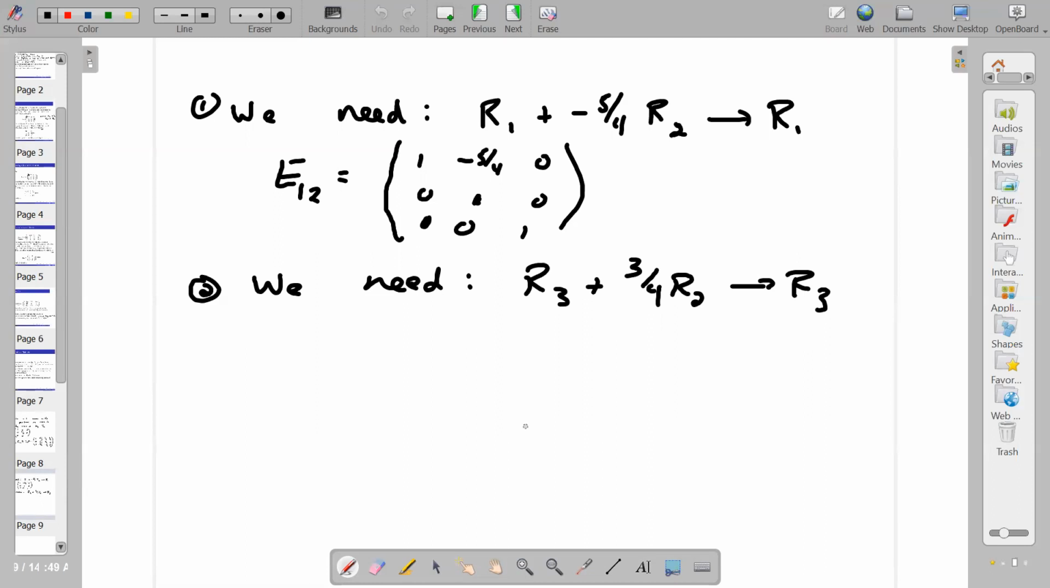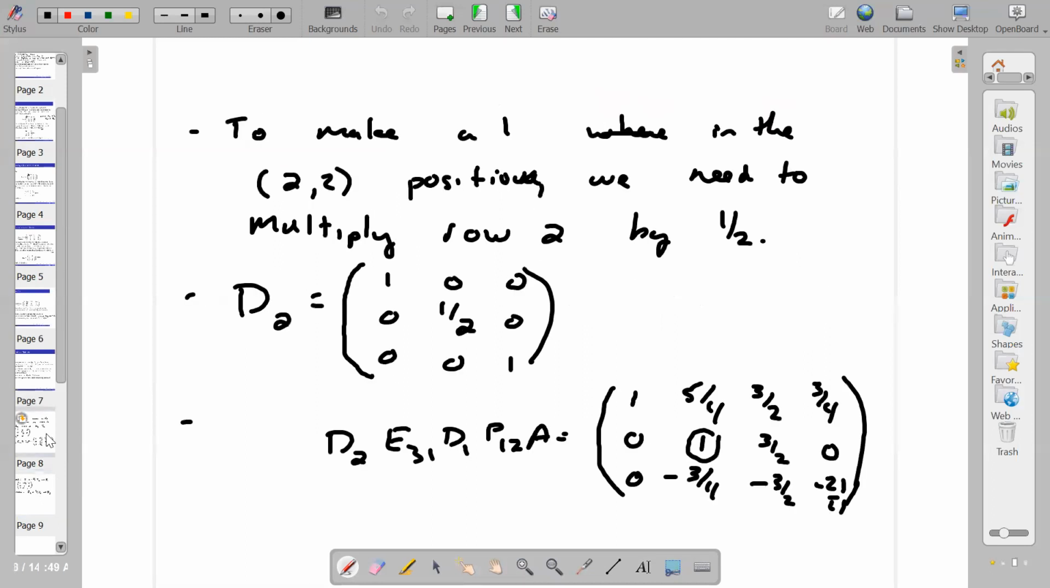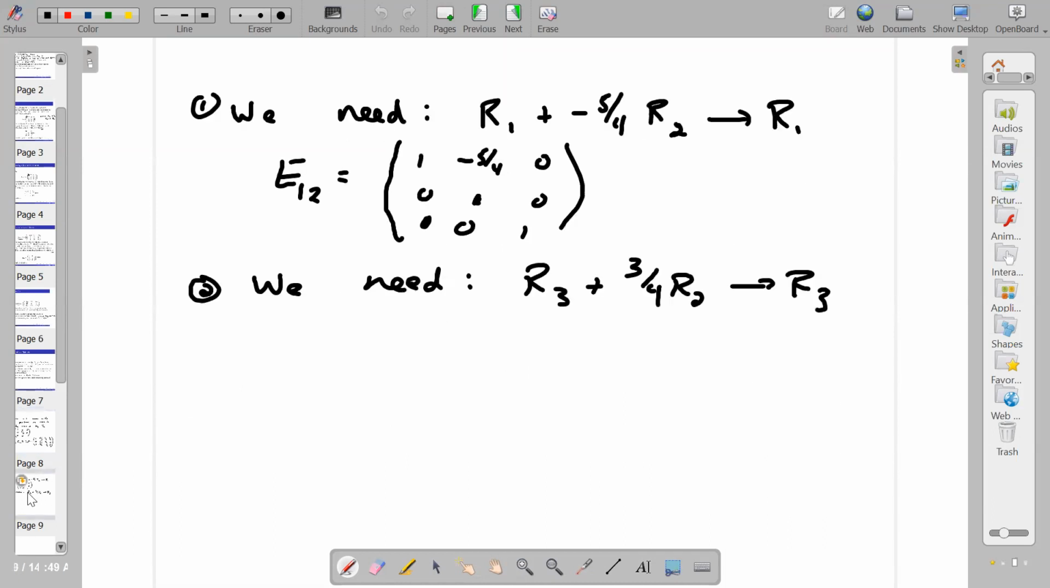And then you play the same game here. So I guess you need to eliminate what's going on below, right? So you want to be able to eliminate the 3/4. So you need something called a, so what is that position? That's 3, 2. You can write down what that is.